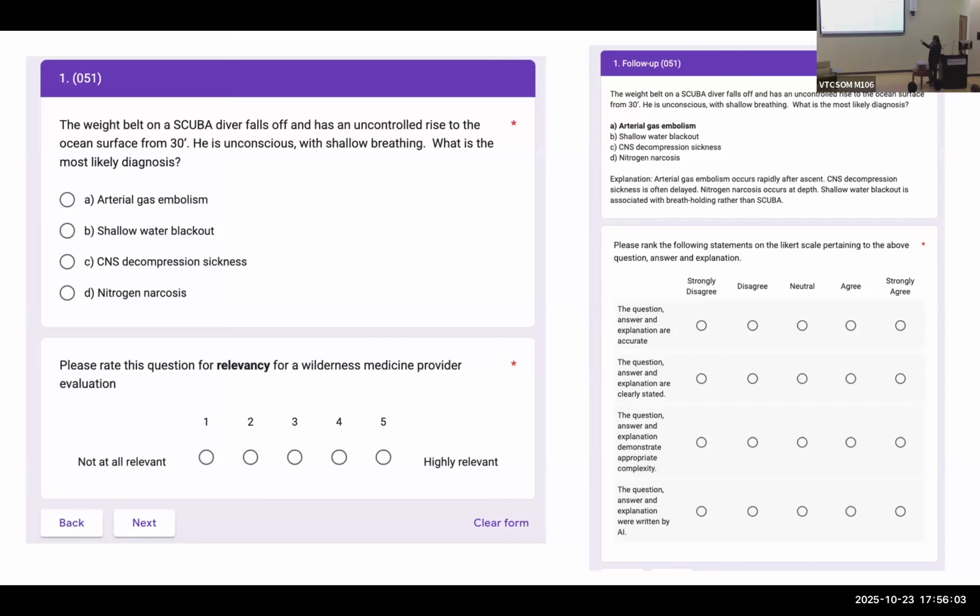They would go to the next screen where they would get the answer to the question they had just answered, and then get 4 additional questions on a Likert scale to ask about whether the explanation was accurate, if it was clearly stated, if it was appropriate complexity, and then finally, if they thought the question and answer were written by AI.